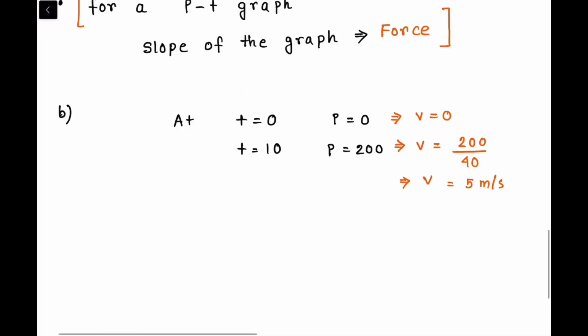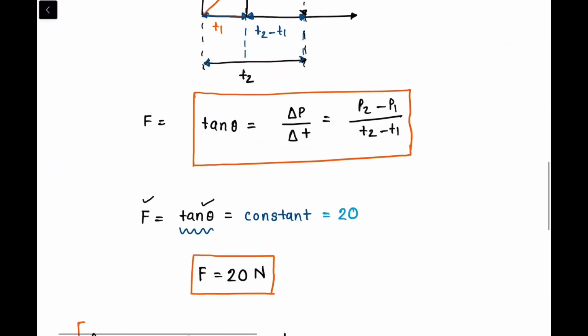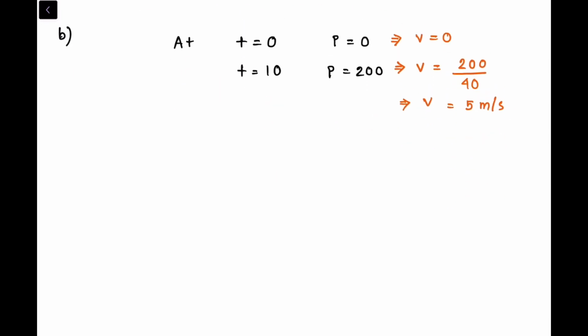So from the question, we have to find the change in the kinetic energy, right? So the initial kinetic energy will be how much? Kinetic energy initial is half m vi squared, right? Take this as initial velocity, take this as final velocity. Why? Because this was our initial time and this was our final time, right? So kinetic energy is half m vi squared. So half into, what is the mass? Mass is 40 into 0 squared. So this was 0.